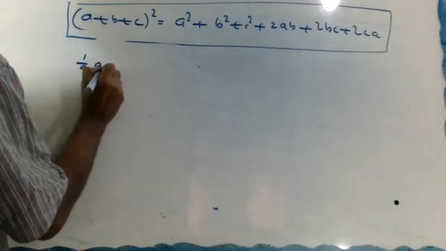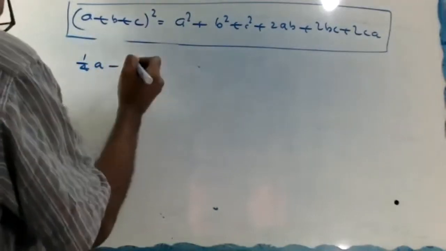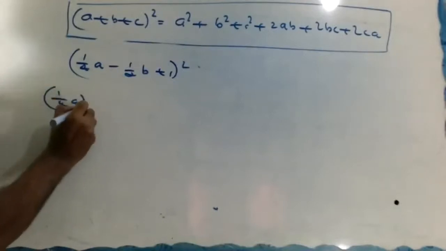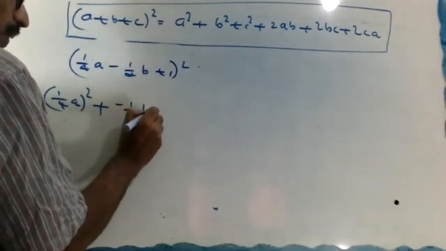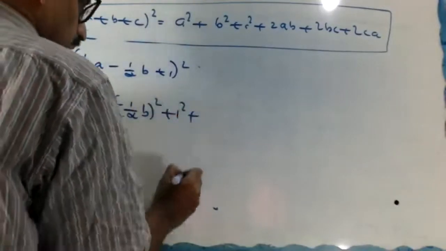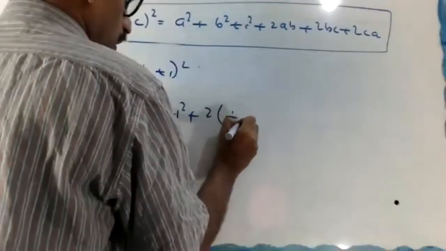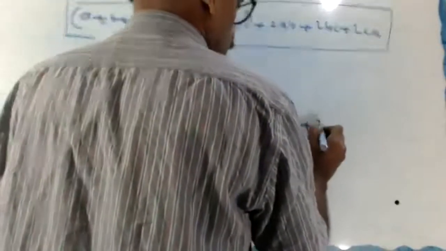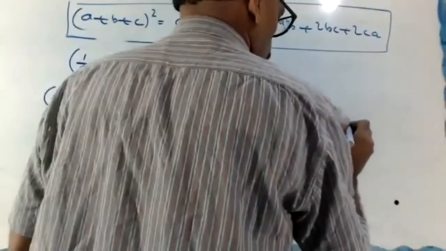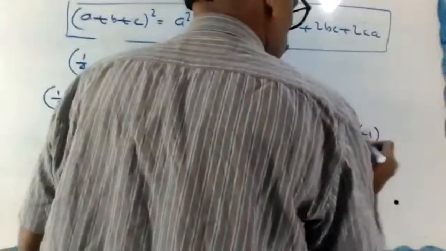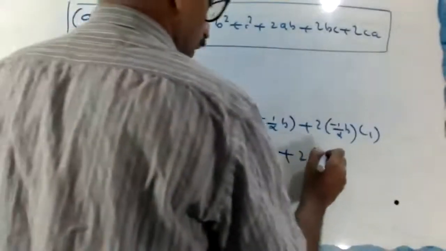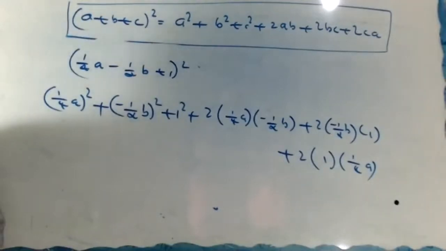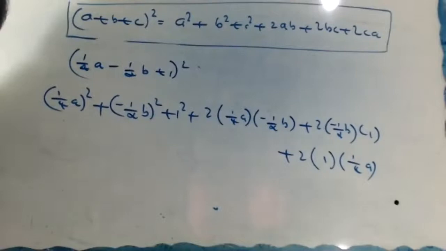One by four A minus one by two B plus one, whole square. Okay. So one by four A whole square plus minus one by two B whole square plus one square plus 2 into one by four A into minus one by two B, plus 2 into minus one by 2 B into 1, plus 2 into 1 into 1 by 4 A. Check, is it correct or not? Check this one. Who wrote finish? Check that what I wrote is correct.